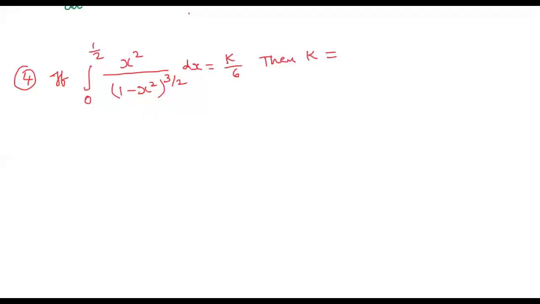See the next question. Here, the integration from 0 to 1 by 2 of x square by (1 minus x square) whole power 3 by 2 dx is equal to k by 6 given. Now, this is an easy question, but by the substitution method. So in place of x, what do we have to substitute? Take x is equal to sine theta. Now do the differentiation. dx is equal to cos theta d theta. So here we need to find the k value.